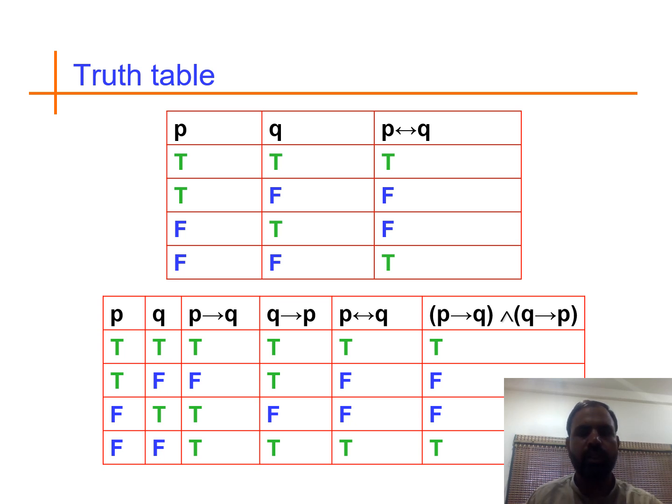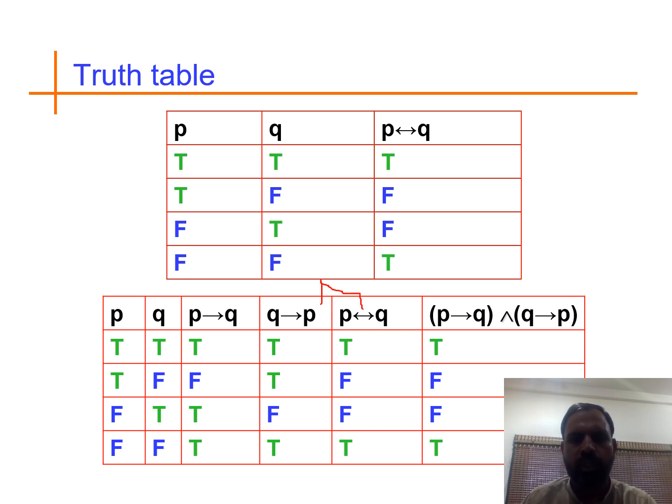We replace it in the first column. Q implies P. P if and only if Q. So we put all these values which we already found in this table: true, false, false, true. And now we use AND between these two columns.